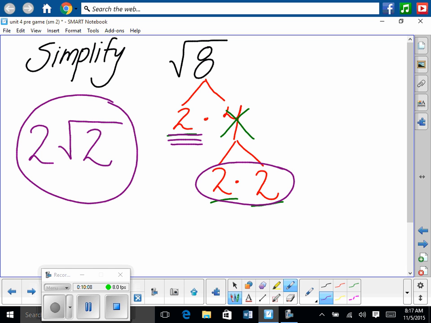Okay, so now you can check your answer though. You could say, okay, well, I'm going to check. These are equal, guys. Understand, these are equal. This is the most simplified form though. This is the most simplified form.